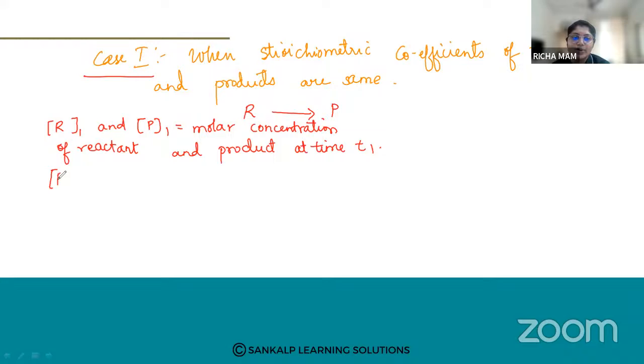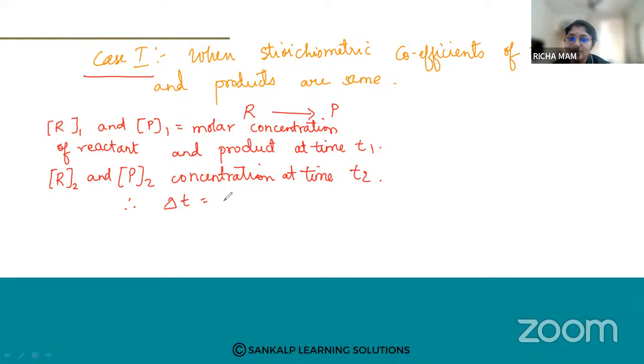And what is R2 and P2? Let R2 and P2 be the molar concentration at time T2. So what is the change in time? The change in time, that is the time taken, is T2 minus T1.